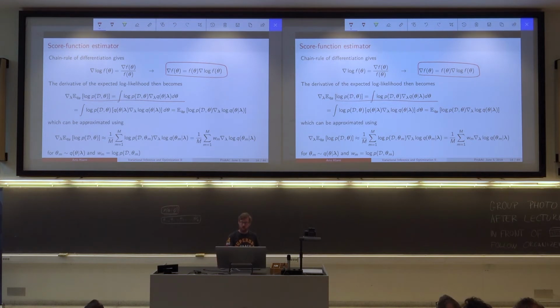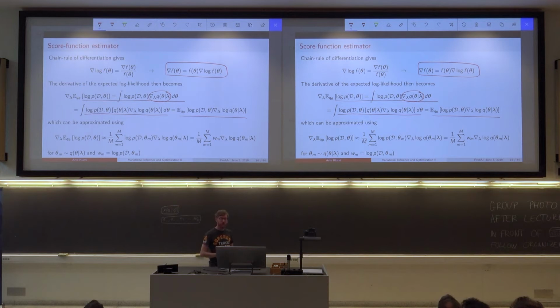So what we just do is plug in the rule here. What we have is the log of p, then what comes is q times the gradient of log of q, which now suddenly is an expectation. There is q, it's an integral over some things times q, and it's integrated over theta. So it actually is an expectation over q of log of p times the derivative of log of q.